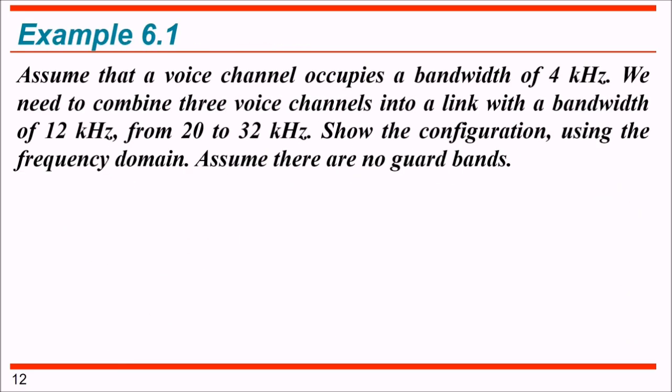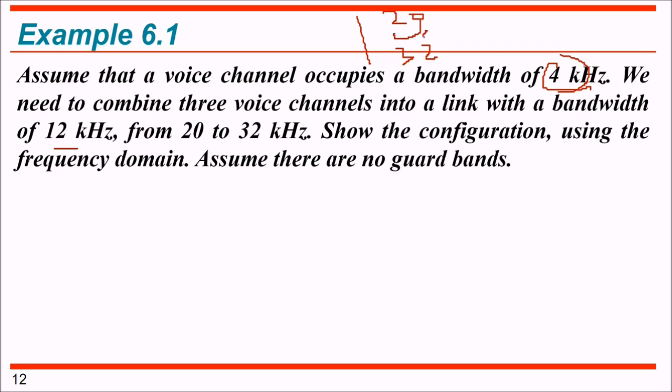Example. Assume that a voice channel occupies a bandwidth of 4 kHz. We need to combine 3 voice channels into a link, with a bandwidth of 12 kHz from 20 to 32. What will be the configuration using the frequency domain? Assume there are no guard bands. So what we are trying to do here is from 20 to 32. This is your bandwidth. What is the bandwidth? 12 kHz. And 3 voice channels of 4 kilohertz you want to send. So there is a good criteria.